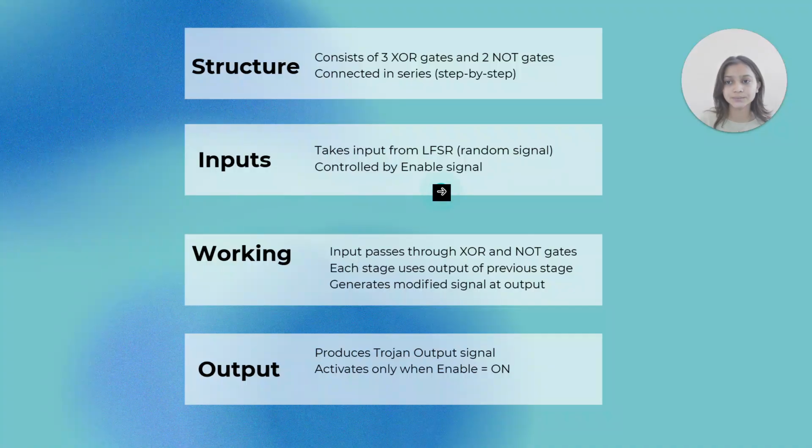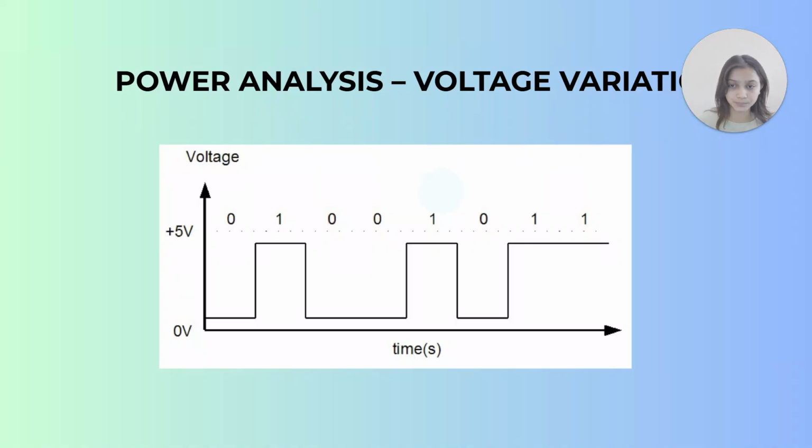Trojan design: the structure used consists of 3 XOR gates and 2 NOT gates connected in series. Input is taken from an LFSR controlled by an enable signal. The input is passed through the XOR and NOT gates. Each stage uses the output of the previous stage and generates a modification signal at the output. The output produces Trojan output signal activity only when enable is on.